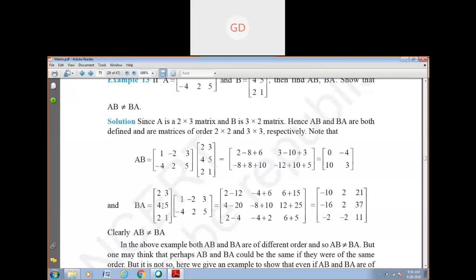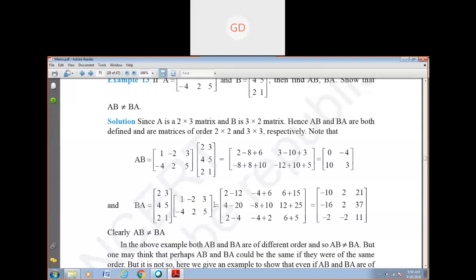Now second row into second column: 4 into minus 2, minus 8, and 5 into 2, 10. So minus 8, 10. Now second row into third column: 4 into 3, 12; 5 into 5, 25. It is 12, 25. So the second row is over. Multiplication by the second row is over.